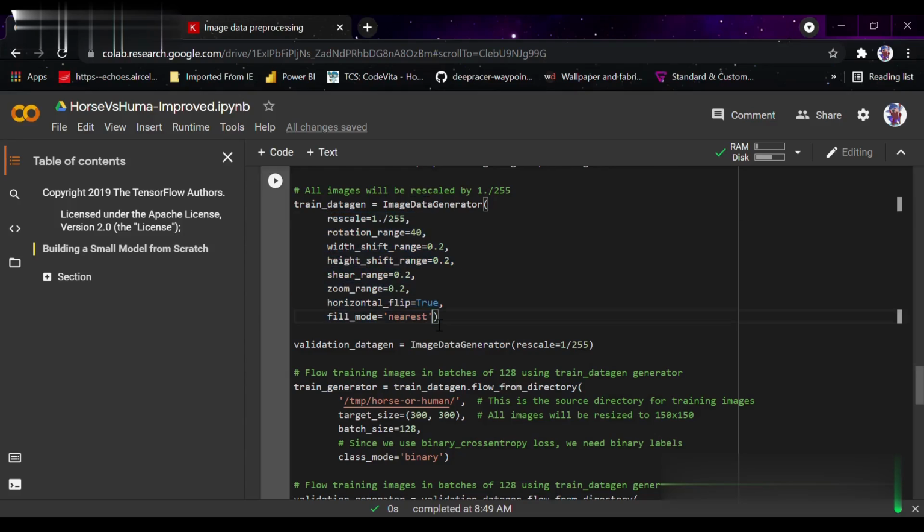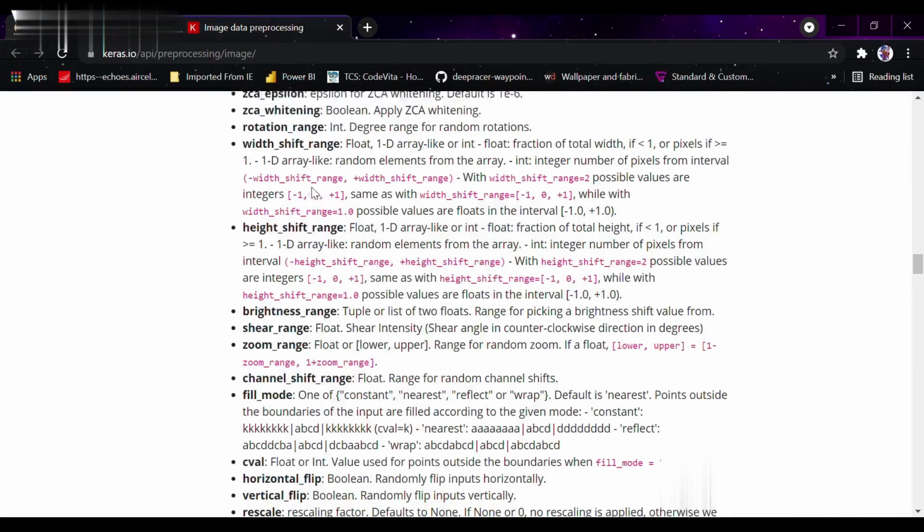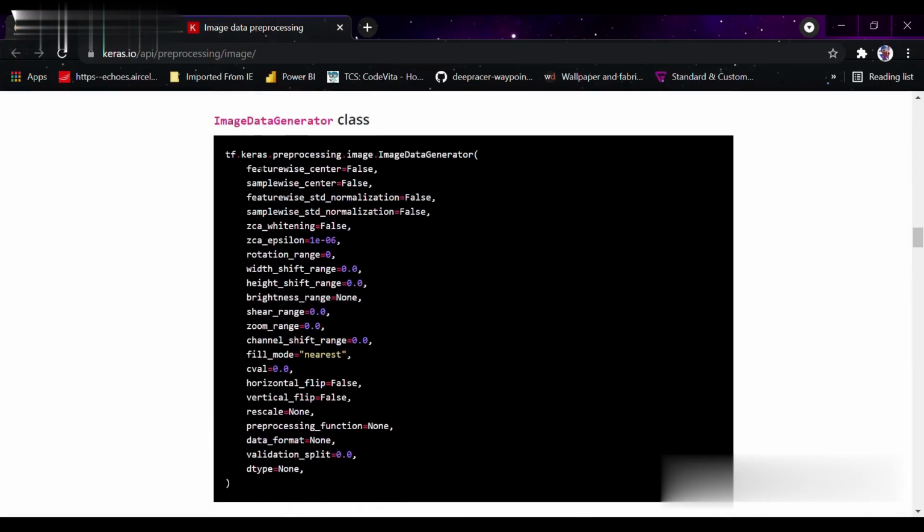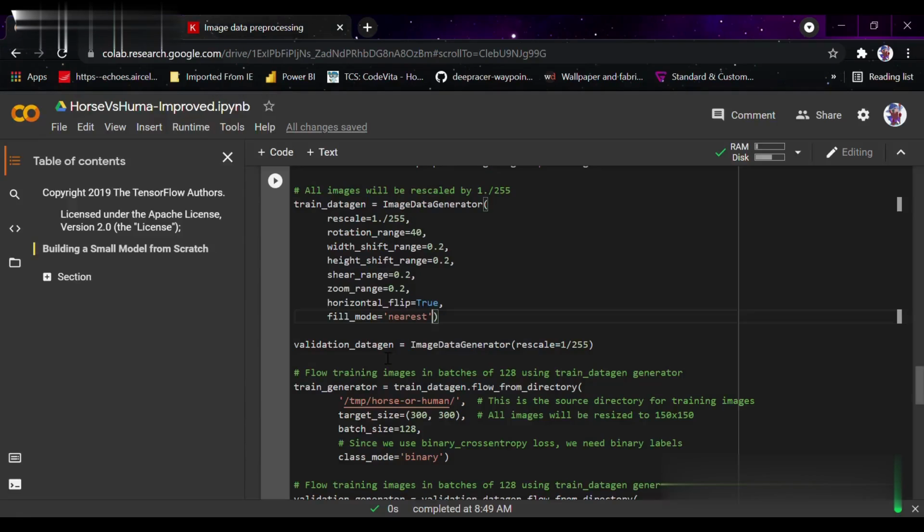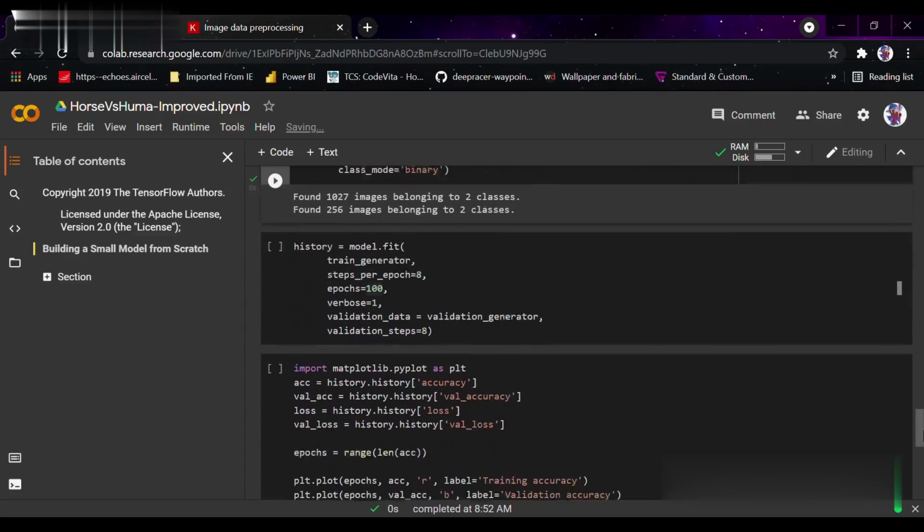So if you even want to add more features, here are a number of features. You can see a lot of features here: channel shift range, brightness range, and you can see the sample std normalization, and then data format, and a lot of features here. So if you want to put them here also, you can put them and make your model even better. So for now I would just run the cell, and I guess all the things are the same here.